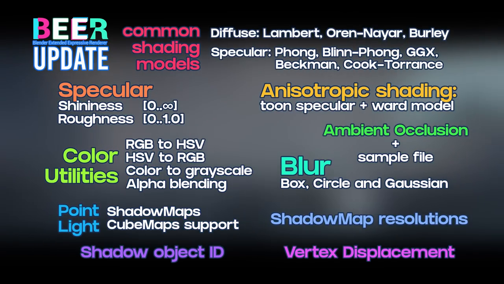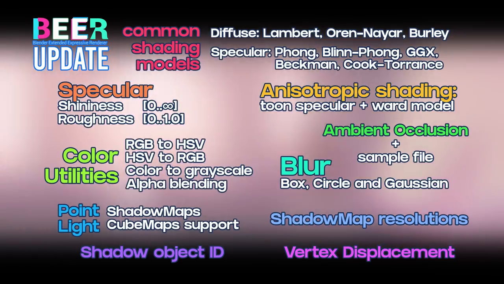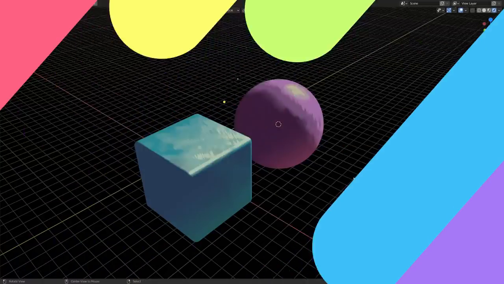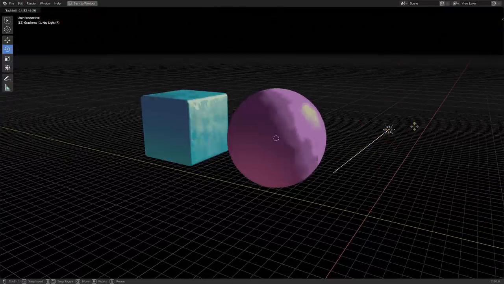Vertex displacement support is also ready, so you can make them wobbly faces. Yep, just like that one. And next, we have something quite exciting for you.